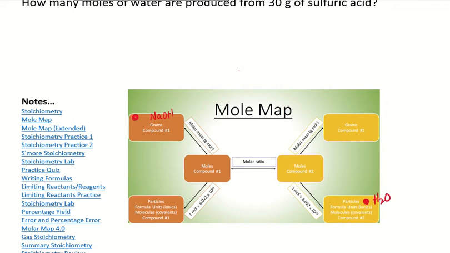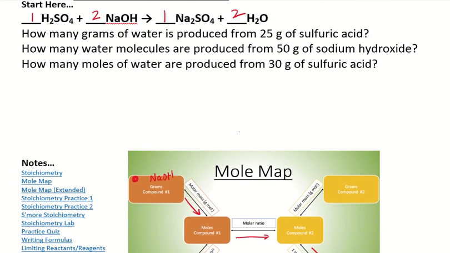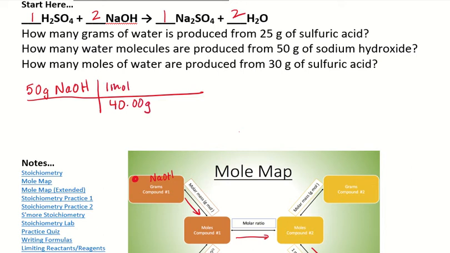So we have a slightly different pathway this time. We're going from grams to moles, from moles to moles, and then from moles to molecules. So technically there's only one molar mass that you have to calculate, and that's for NaOH. So, starting with 50 grams of NaOH, 1 Na plus 1 oxygen plus 1 hydrogen is 40 grams for every 1 mole of NaOH.